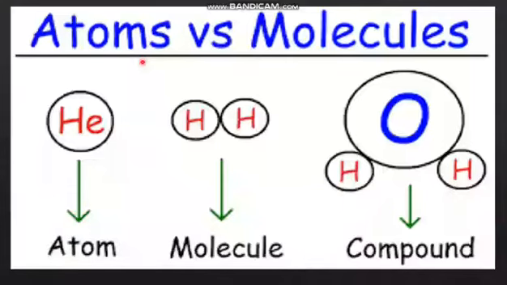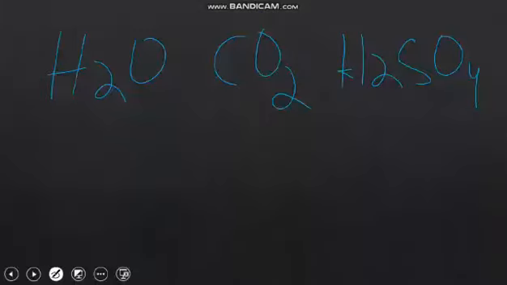Now if you see this picture, in here we have a helium atom. If they are combined, or if there is more than one atom, they are said to be a molecule. And different kinds of elements or atoms form a compound. So all of them on your screen, the water, the carbon dioxide, the sulfuric acid, all of them are a molecule because a molecule must be more than one atom.